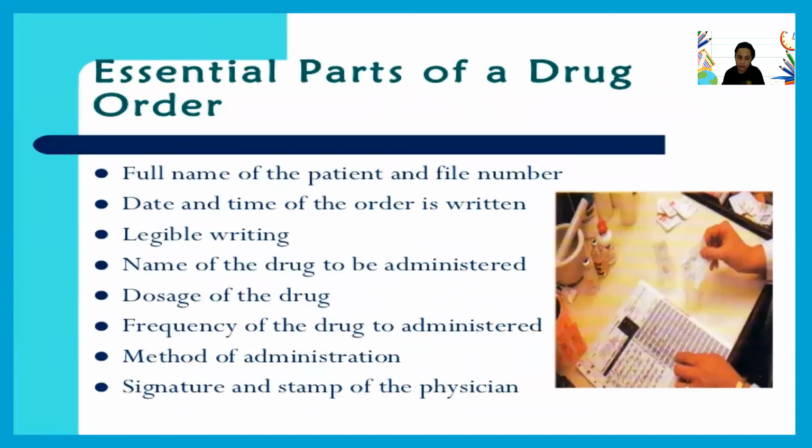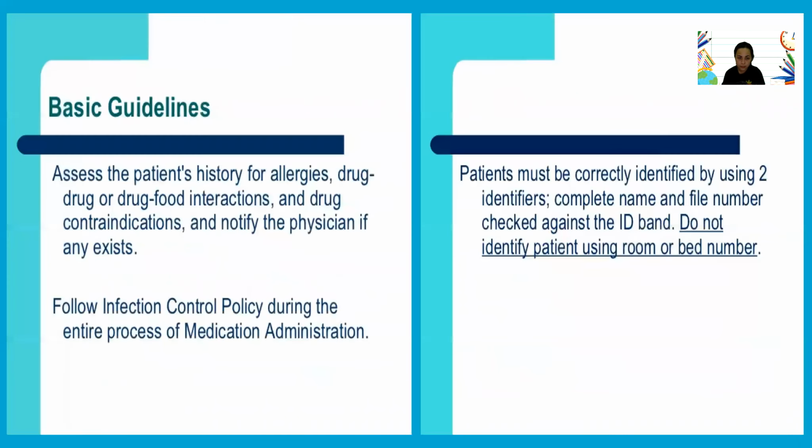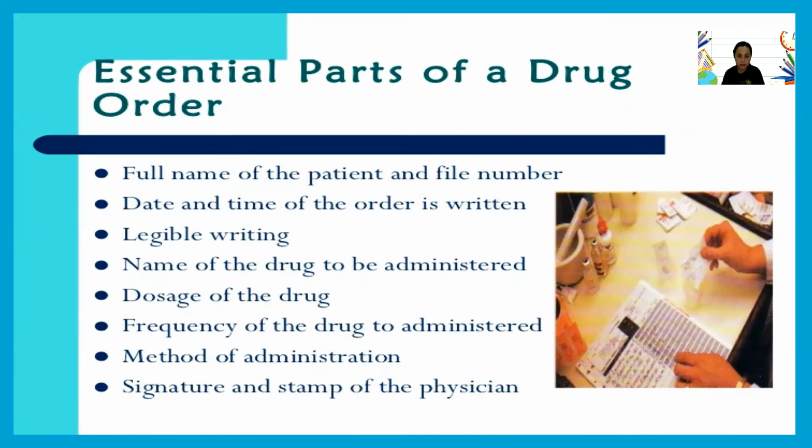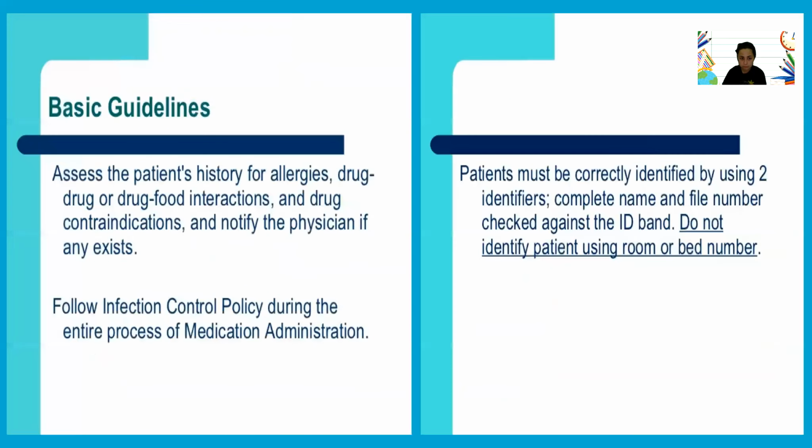So, dapat ang isang drug order, isang prescription, meron siyang name ng patient, file number, date and time, legible handwriting, but it's very difficult for them kasi nga lahat sila ay kalkal, manok ang sulat. The name of the drug to be administered, dosage, frequency of the drug, method of administration, ano bang route niya, signature and stamp of the physician. Make sure pag you're having a prescription na dapat bilhin sa pharmacy, dapat kompleto. Dapat ito yung part niya. Dapat kompleto siya para hindi kayo pabalik-balik.